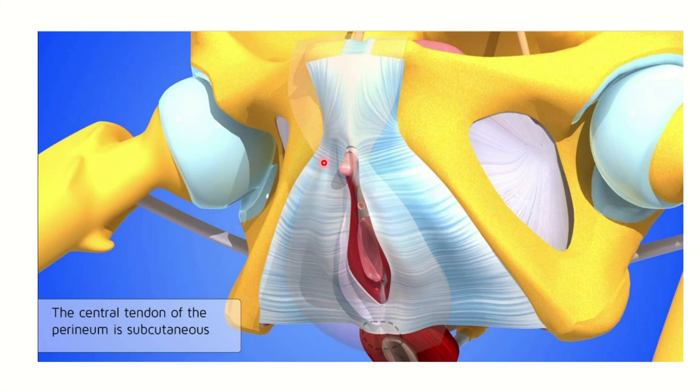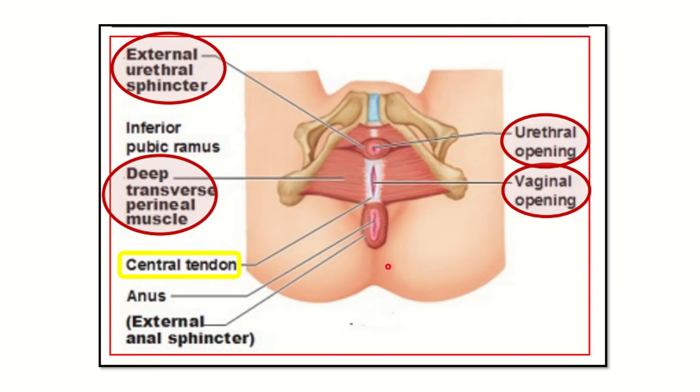So here we can see there are different structures, and these structures support the uterus from descending down. And here we can see the central tendon of the perineum is subcutaneous. So here is the central tendon of the perineum, and we can see the different parts which support the uterus. First of all the central tendon, and this is the most important for supporting the uterus. We can see some other structures such as the deep transverse perineal muscle, the external urethral sphincter, and the urethral opening and vaginal opening also.